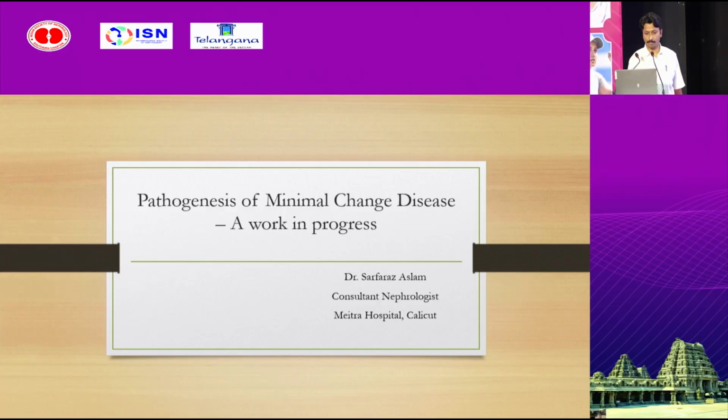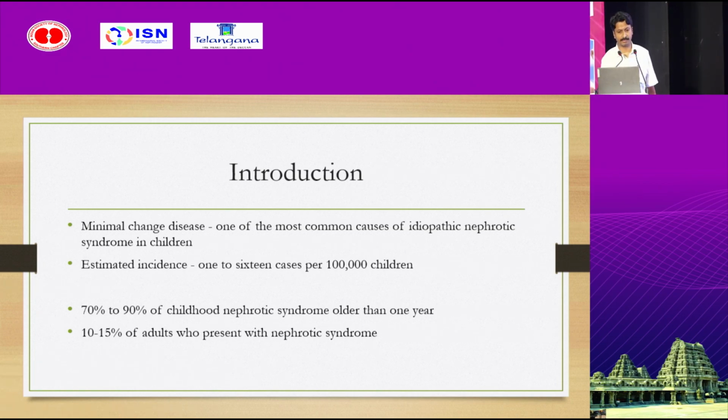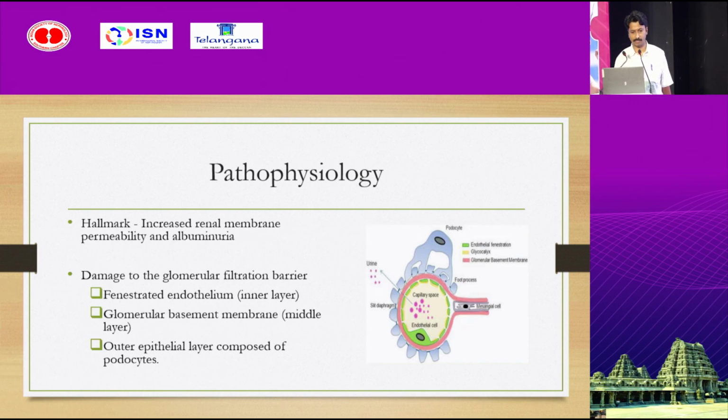To update you on the pathogenesis of a commonly seen disorder, that is minimal change disease. As we all know, minimal change disease is one of the most common causes of idiopathic nephrotic syndrome in children, with an estimated incidence of 1 to 16 cases per 100,000 children. It accounts for almost 70 to 90% of childhood nephrotic syndrome older than 1 year, and it accounts for 10 to 15% of adults who present with nephrotic syndrome.